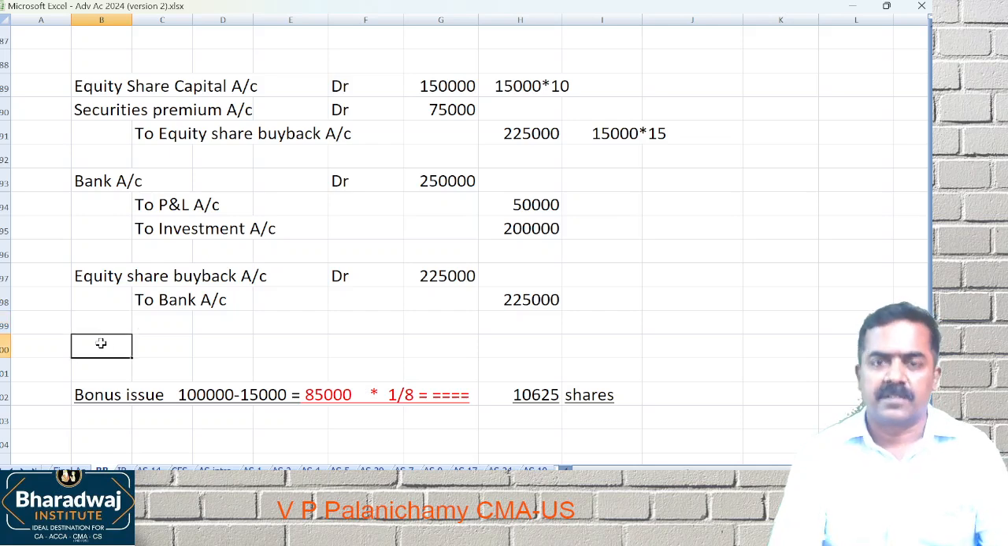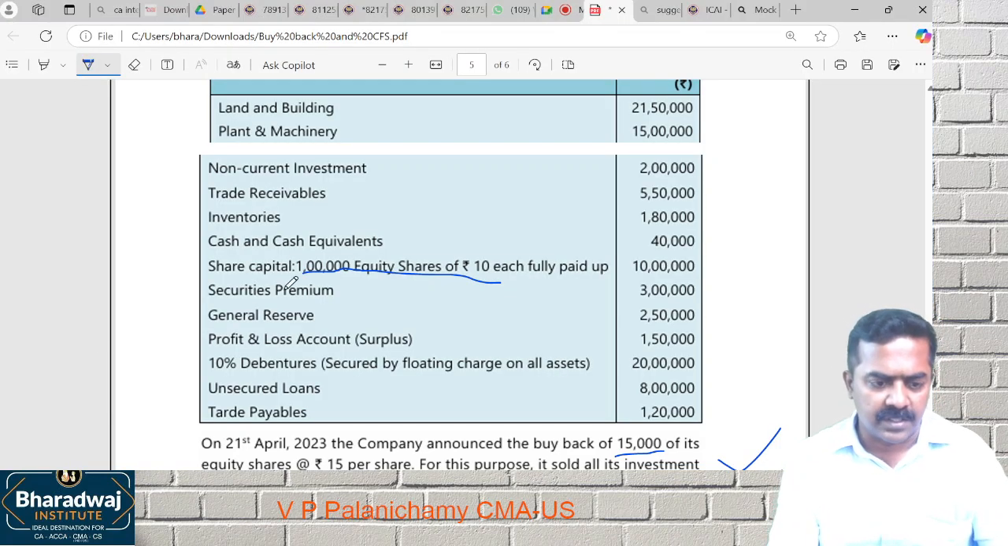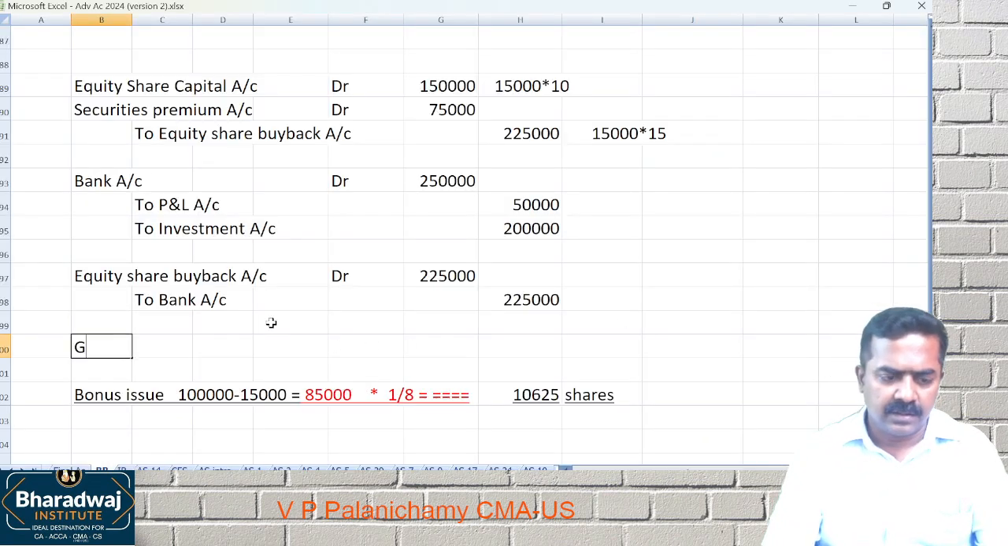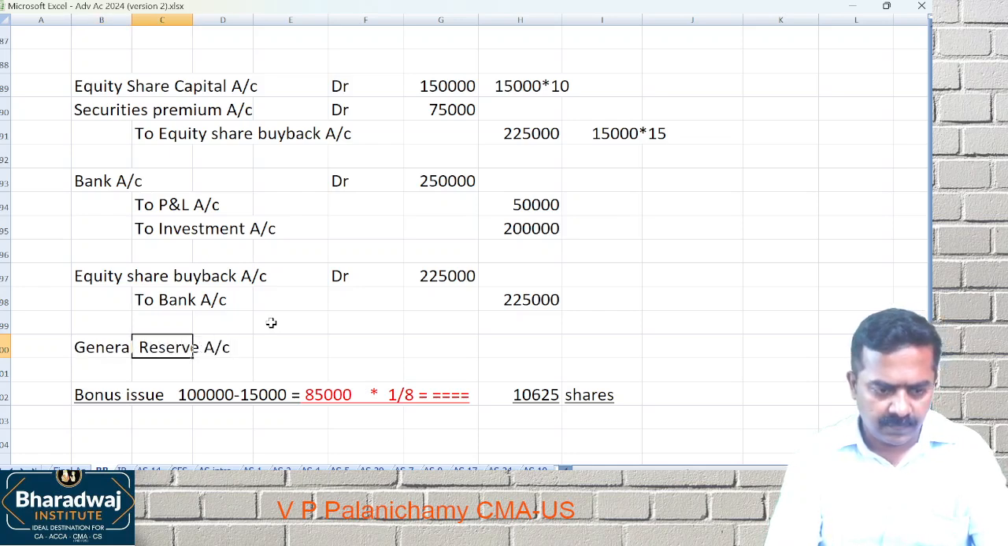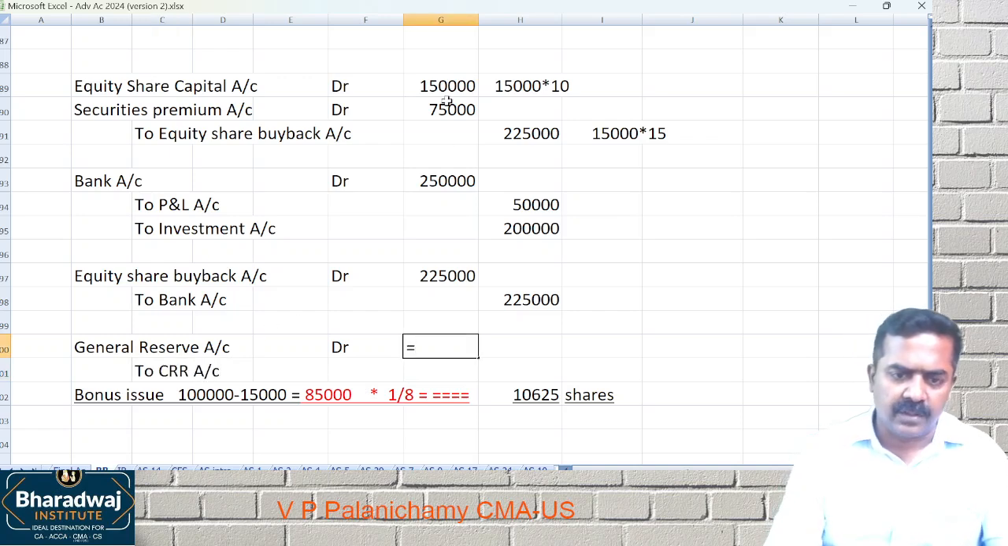What is the entry you will pass? Which reserve can be used for CRR? General reserve has sufficient balance. General reserve account data to which account? CRR account. How much will you create? The face value of shares bought back.